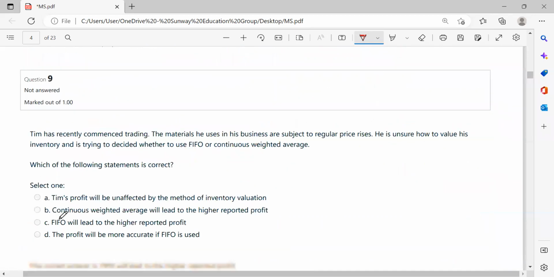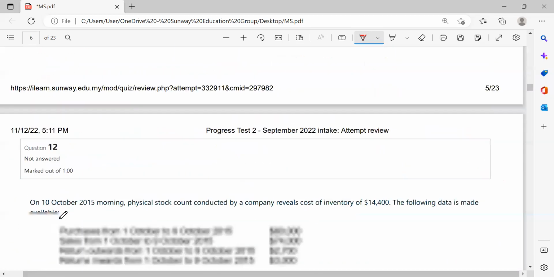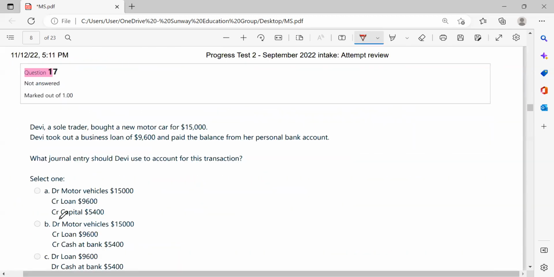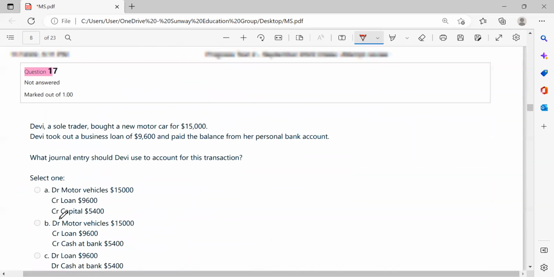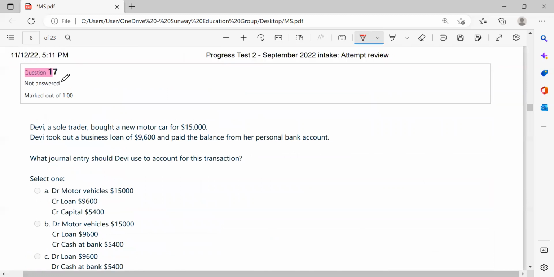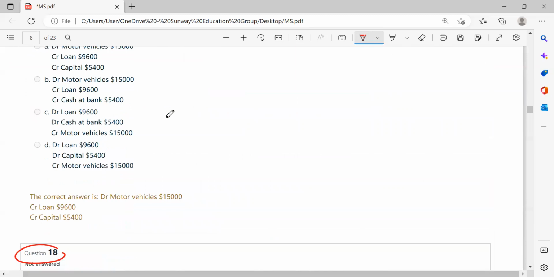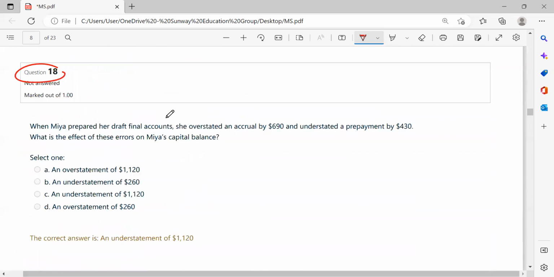Okay, moving on to question 17. Again, I highlighted it in pink color. This is a CBE question, but I'm not going to go through the question with you since more than half of you got it correct. So if you got this wrong, please understand how to get the correct answer. Moving on to question 18.